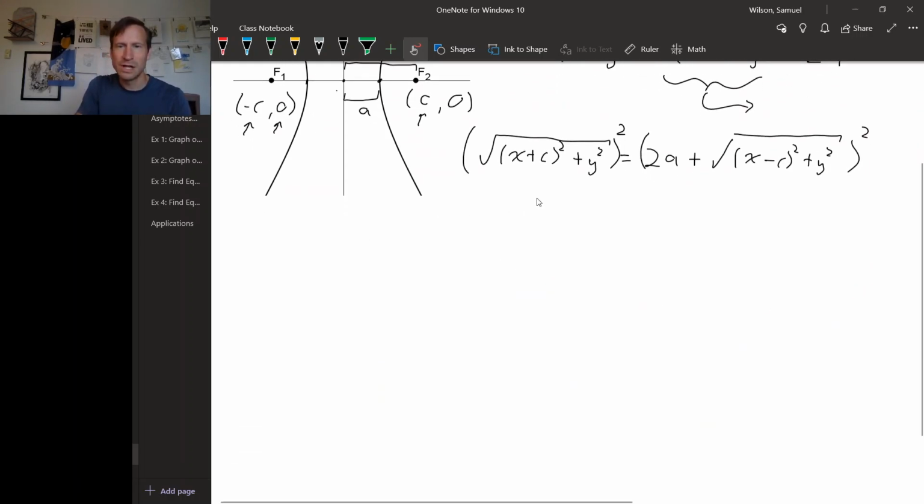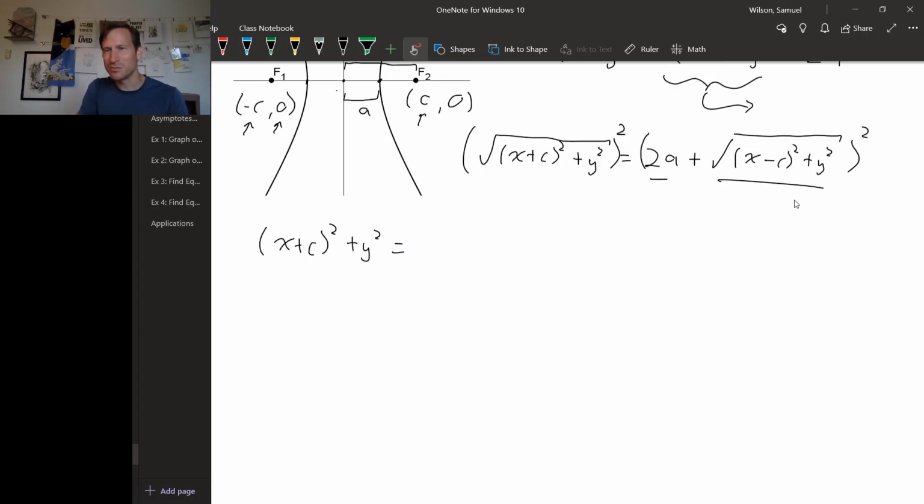Okay, so on the left-hand side, the square just undoes the square root, and we get (x + c)² + y². And then on the right-hand side, the stuff inside of this squaring has two terms, and so we have to multiply all of this out. Remember, you get the first part squared plus twice the product plus the second part squared.